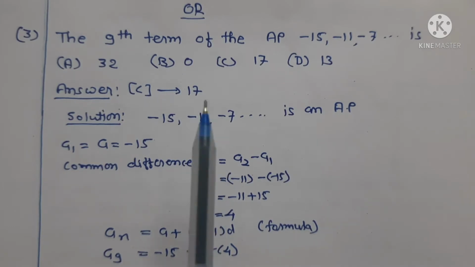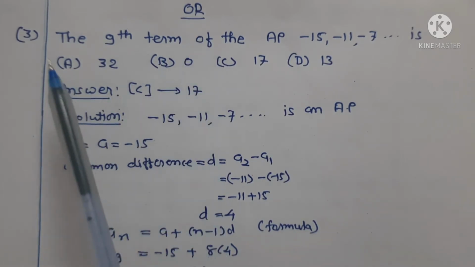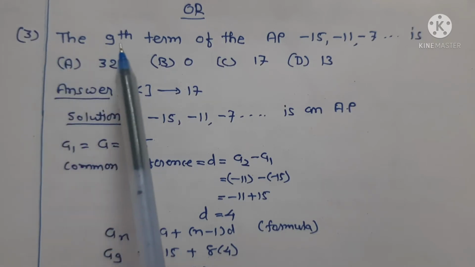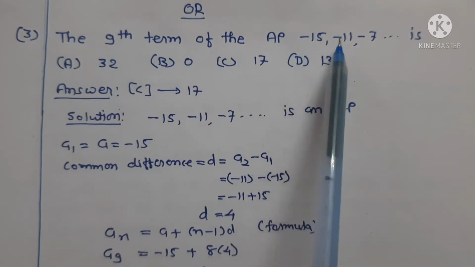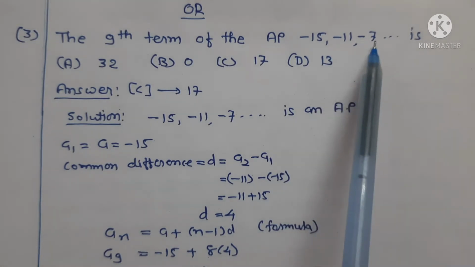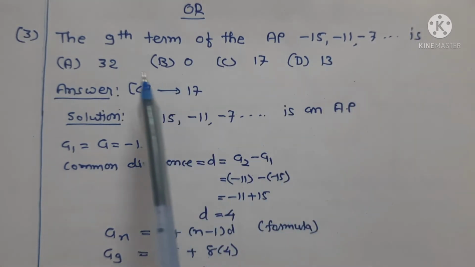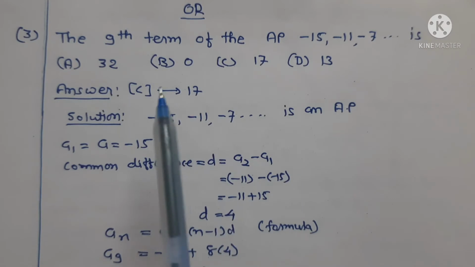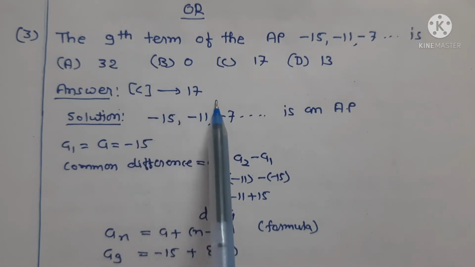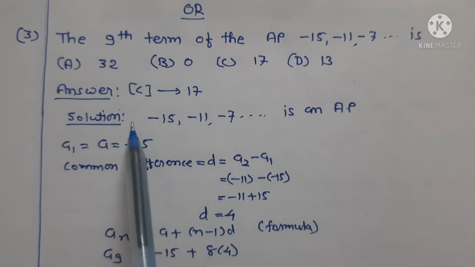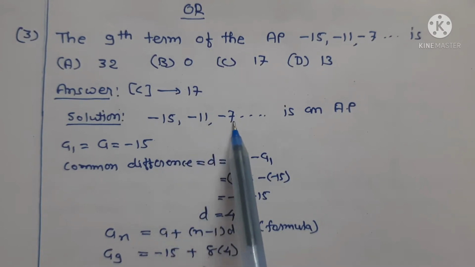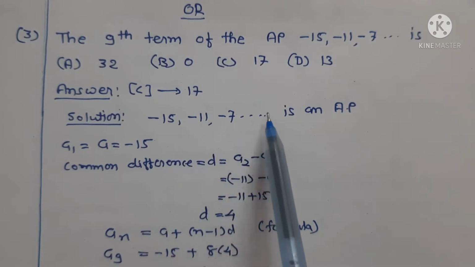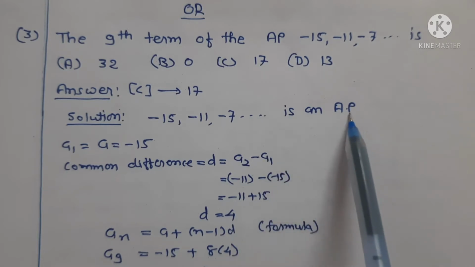Now in the option, another question is given, question number 3: the 9th term of the arithmetic progression minus 15, minus 11, minus 7 is dash. Here A, B, C, D are given. The answer is C, 17. Now we start the solution. Minus 15, minus 11, minus 7 and so on is an arithmetic progression.